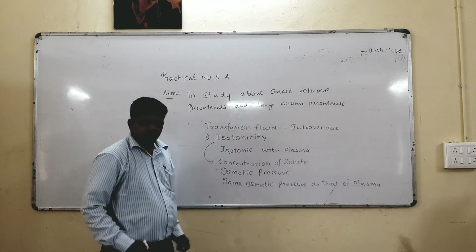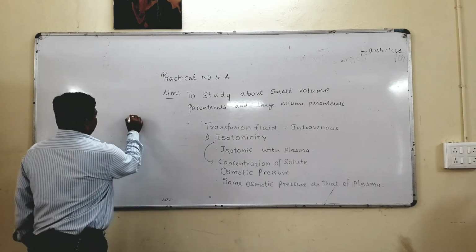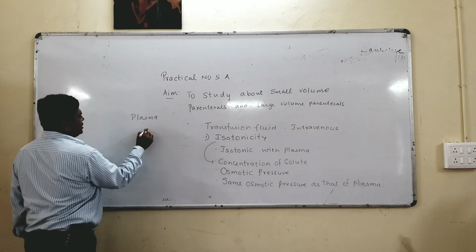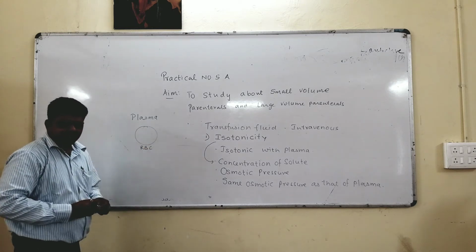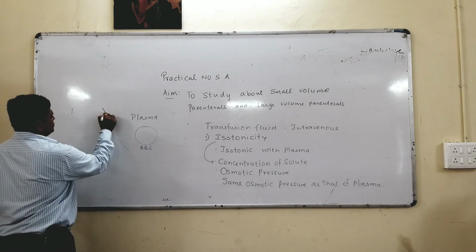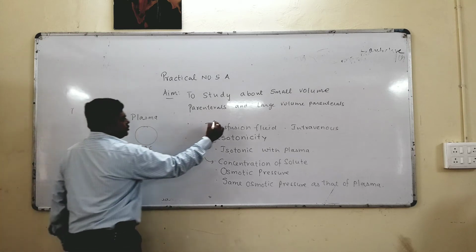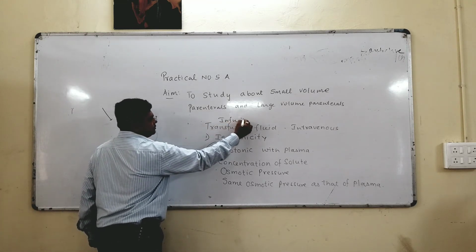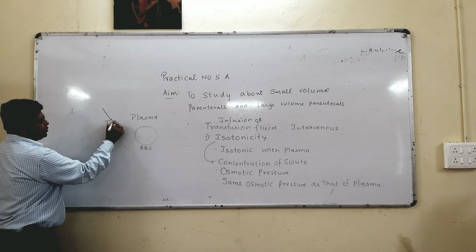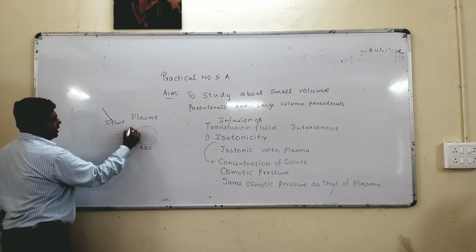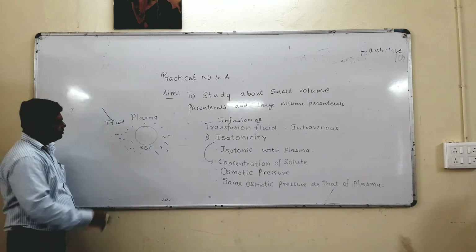What is the reason? Why should the osmotic pressure be the same? So you know that in plasma there is the presence of RBC, and when we inject the transfusion fluid, which is also called infusion, this surrounds the RBC, right? Because we are administering into plasma.